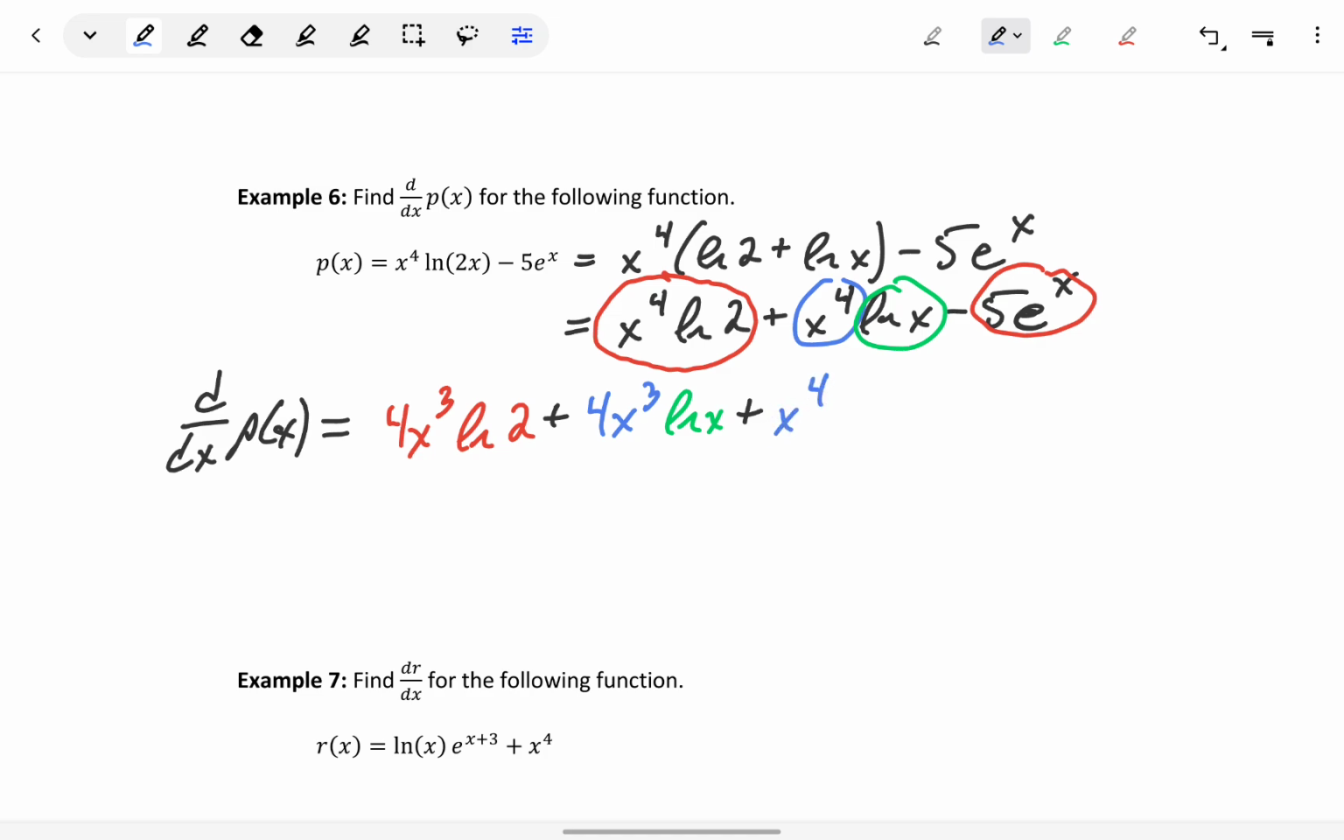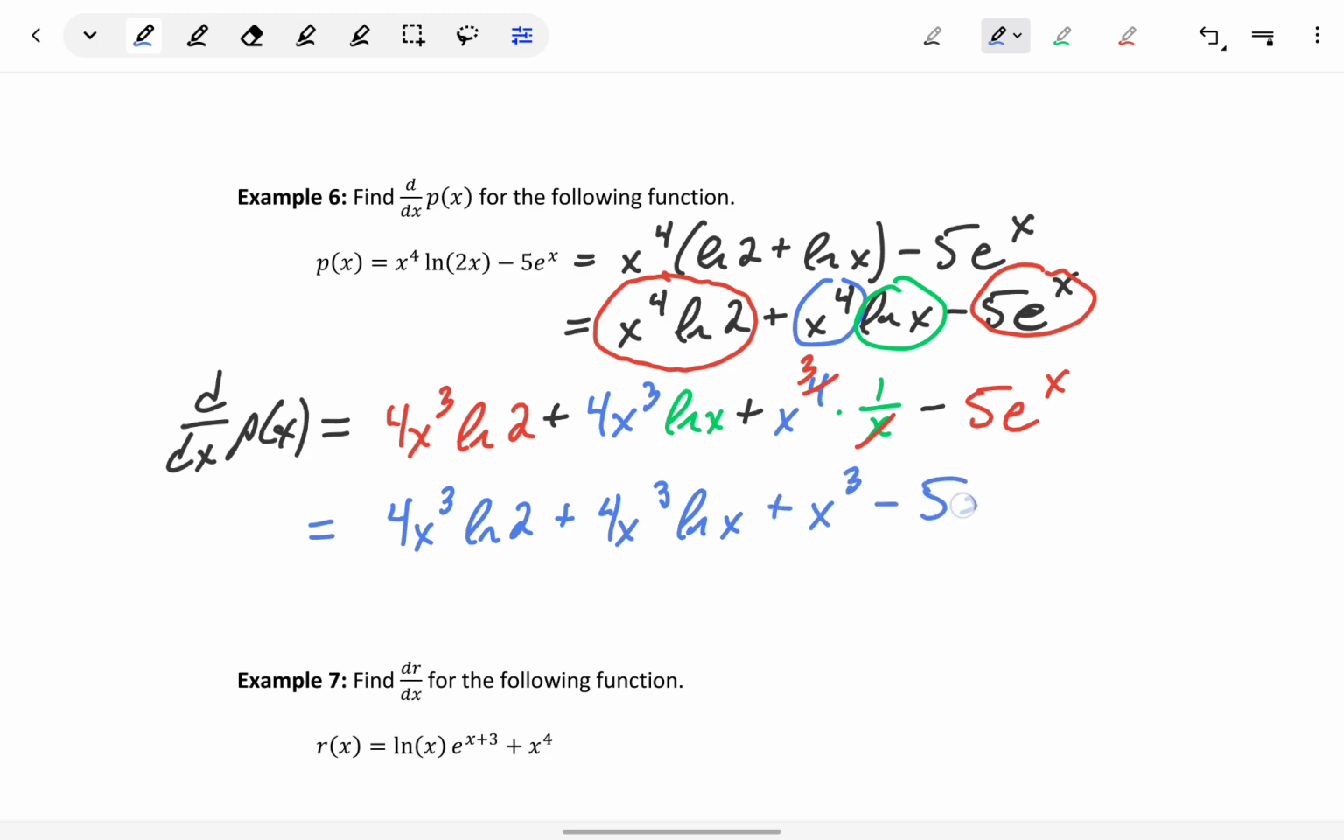plus x to the 4th times 1 over x, and then minus the derivative of 5e to the x, which will be 5e to the x. In our third term, that x in the denominator will reduce with 1 x in the numerator, so we get a little bit of simplification here to get a final result of 4x cubed times the natural log of 2 plus 4x cubed times the natural log of x plus x cubed minus 5 e to the x.